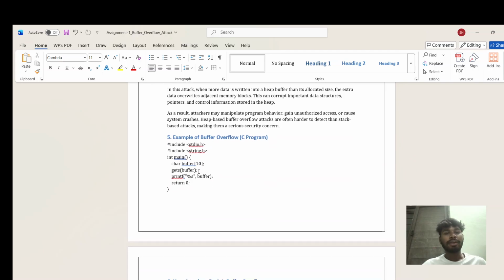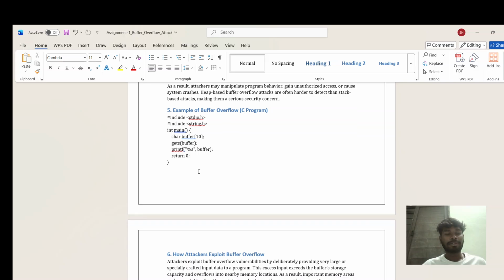Example of a buffer overflow. Here is the code which is given for the buffer overflow.